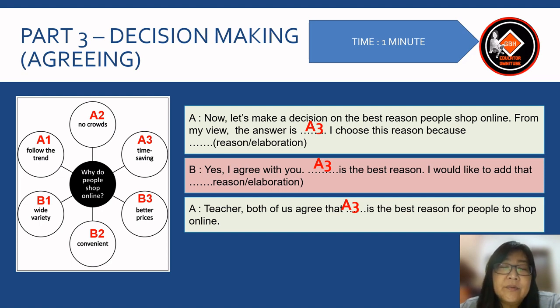Okay, I agree with you. Time saving. Okay, so I agree with you. Time saving is the best answer. Then you can say, I would like to add that. So here you can add your reason or elaboration or your point. Then lastly, A can say, teacher, both of us agree that time saving is the best reason for people to shop online.